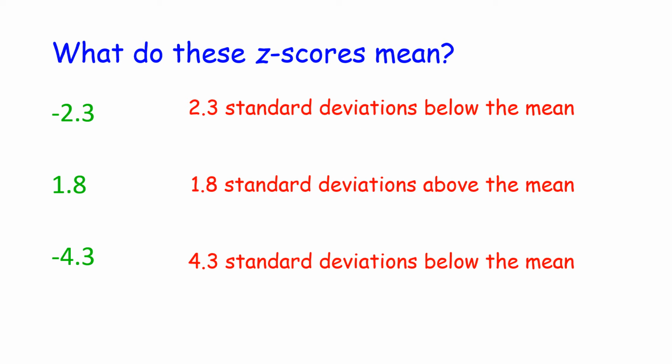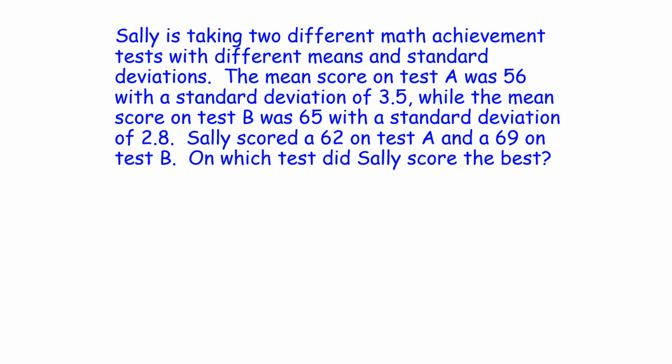Let's take a look at an example. So Sally is taking 2 different math achievement tests with different means and standard deviations. The mean score on test A was 56 with a standard deviation of 3.5, while the mean score on test B was 65 with a standard deviation of 2.8. Sally scored a 62 on test A and a 69 on test B. On which test did Sally score the best?